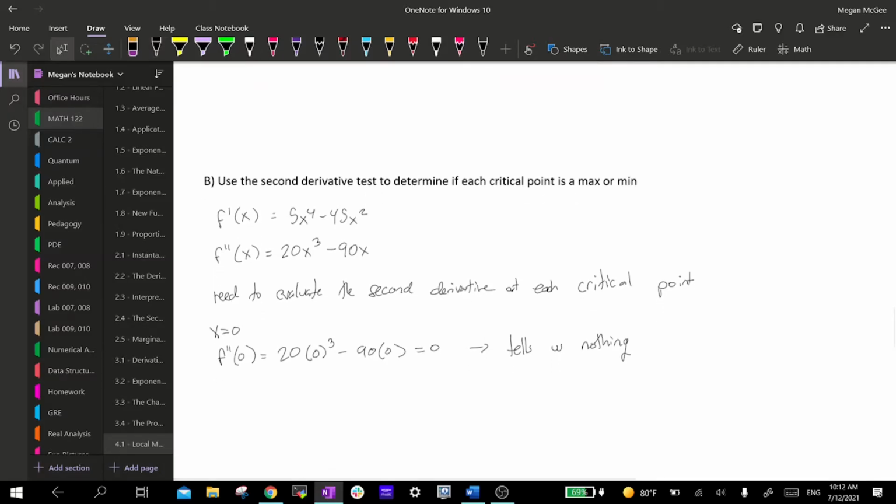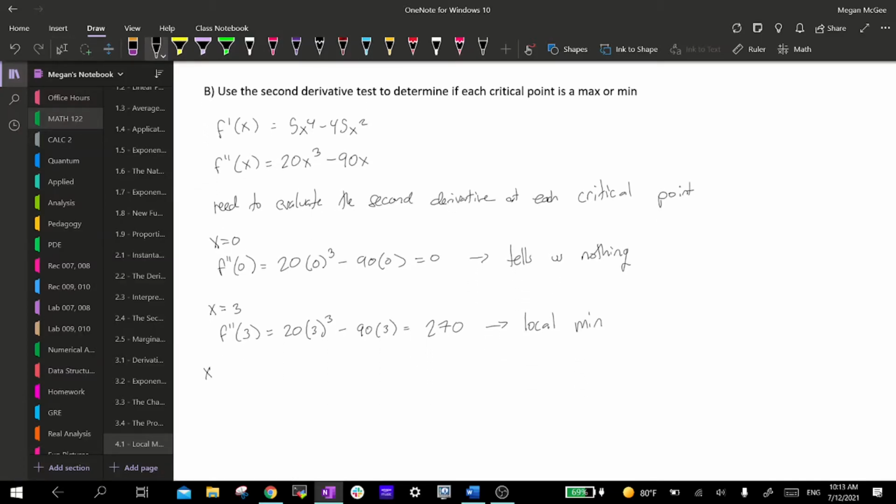Let's go ahead and look at positive and negative 3. So when x is positive 3, we have the second derivative evaluated at 3. So we have 20 times 3 cubed minus 90 times 3, and we get 270. We don't really care about the number in this case, we just care if it's positive or negative, right? So in this case, this is positive. So a positive second derivative tells us that we have a local minimum, right? Because we are concave up.